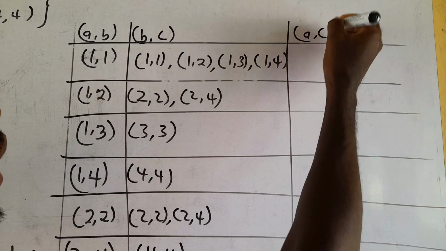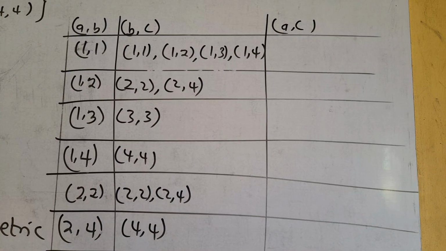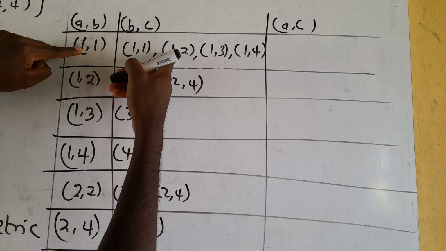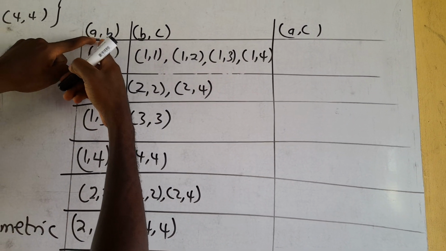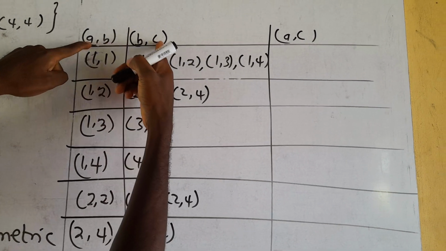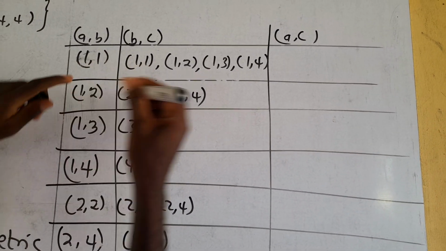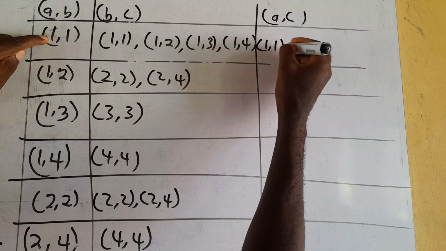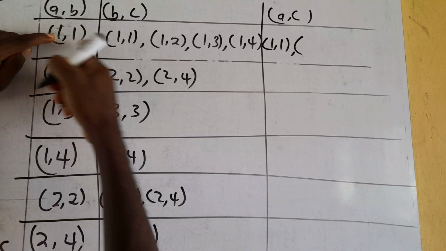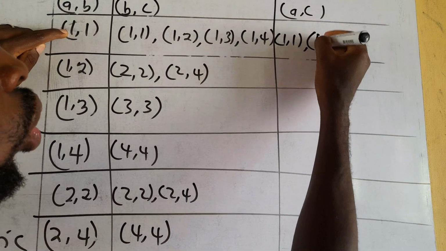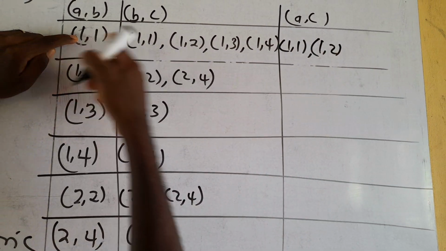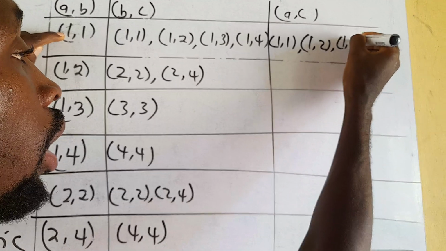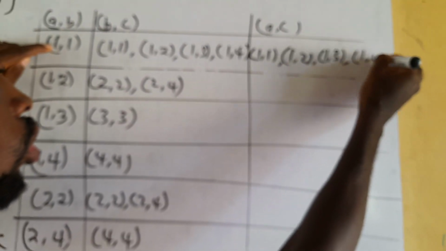I call this the decision maker. So what I'm going to do is I'll take the first ordered pair here and the second ordered pair here. That becomes AC, the first here and the second here. So this one I will pick 1, 1, so I'll have 1, 1, then 1, 2, then 1, 3, then 1, 4.